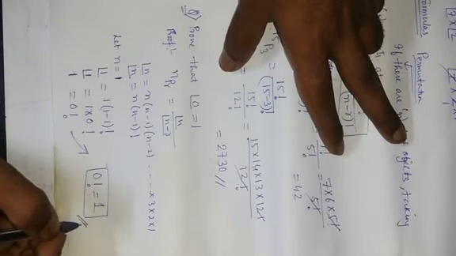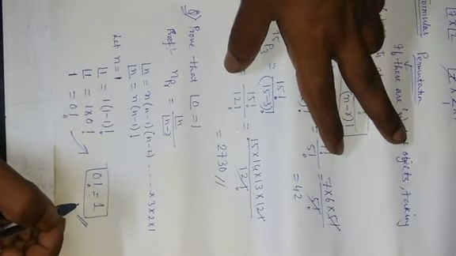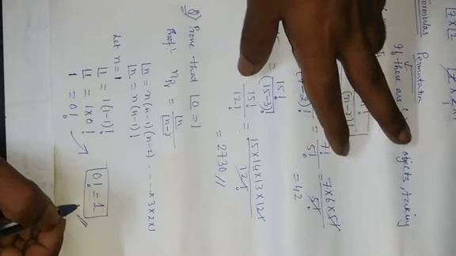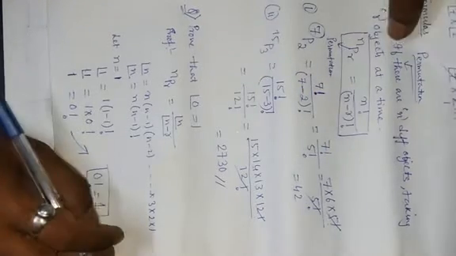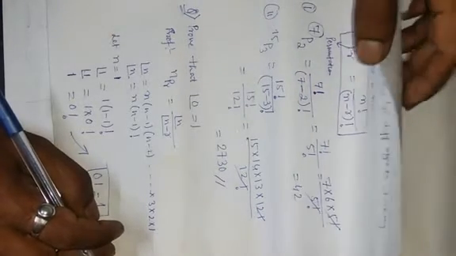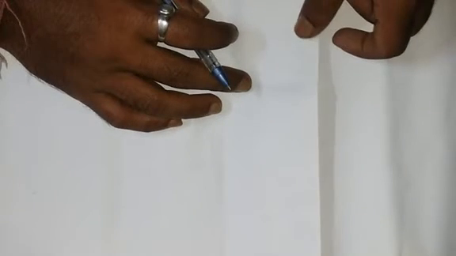Okay students, this is the simple value of 0 factorial is equal to 1. So these are the basic simple permutations. We will be solving more and more problems in the next video.